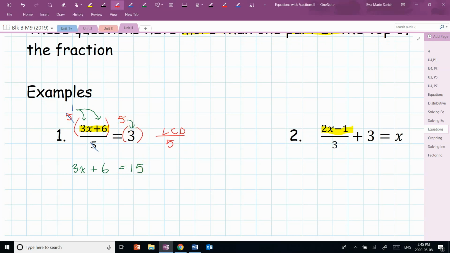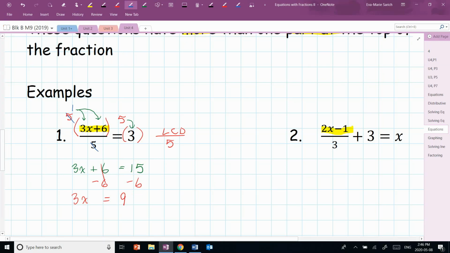Now we need to get the x all by itself. We need to remove the add and subtract first. So that's an add 6. So we're going to subtract 6 from both sides. Bring down what's left. We have 3x on the left. On the right, 15 minus 6 is going to give us 9.